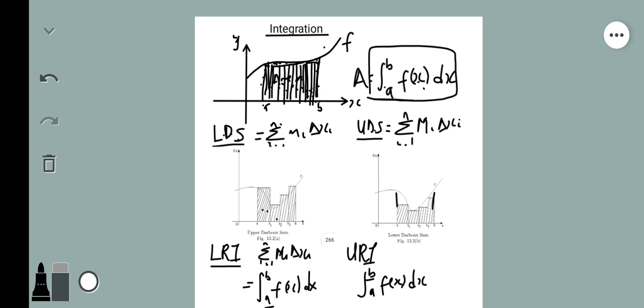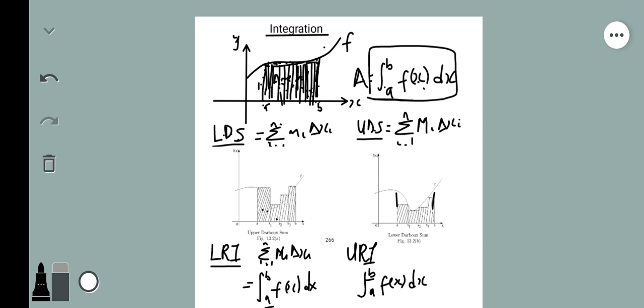It keeps going until you get to a point where it looks almost like infinity, where the whole space now looks like the shape you are trying to find. And that's why this now becomes an integral, the integral from a to b of the function dx, because it has become an infinite kind of thing. While the upper Riemann sum is the integral from a to b of the function dx.